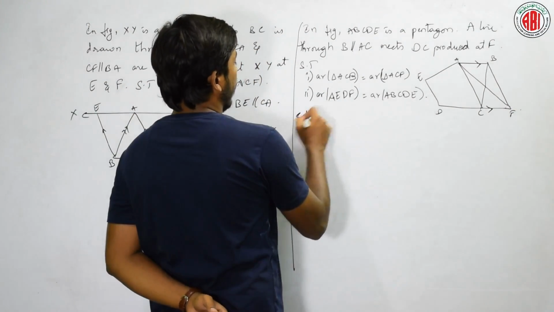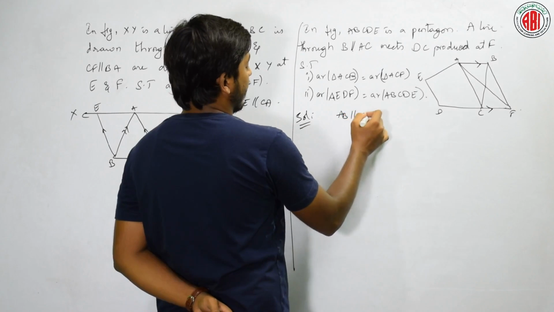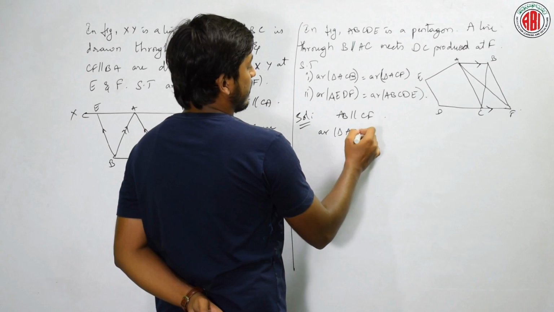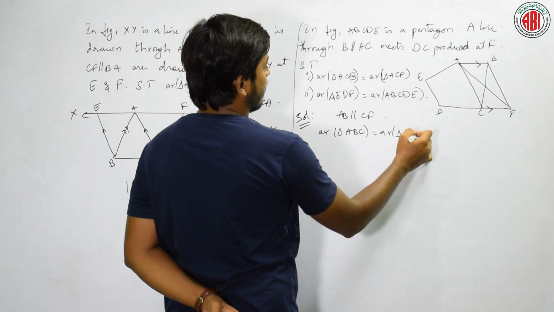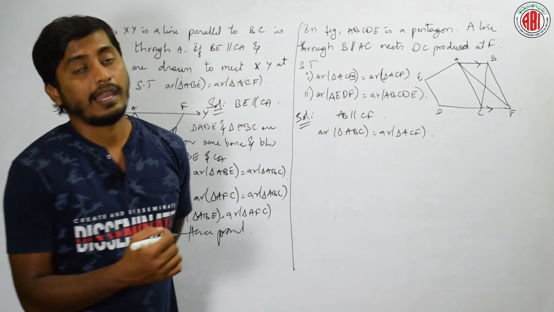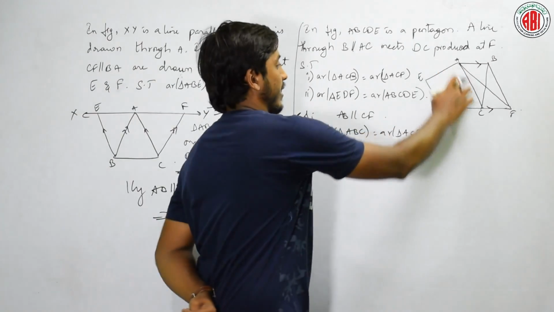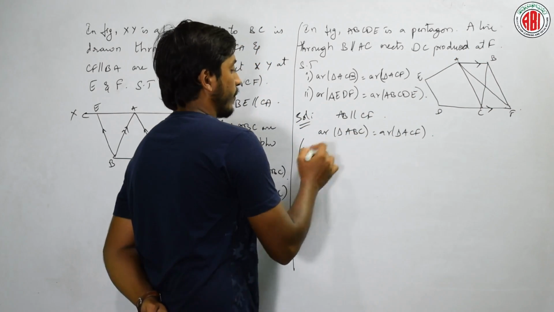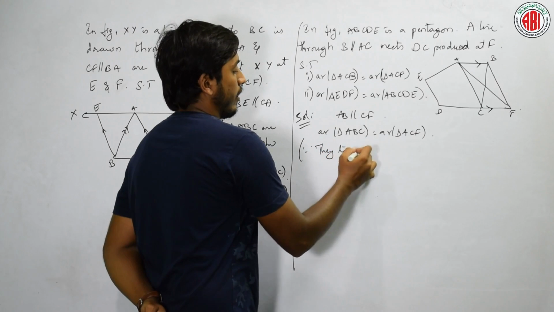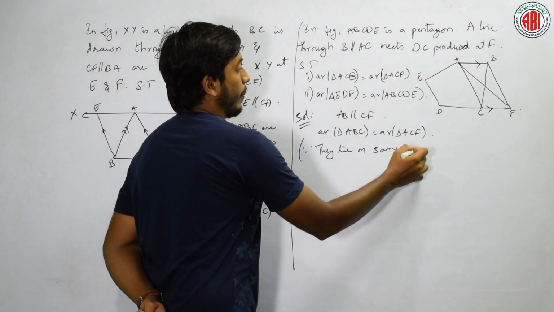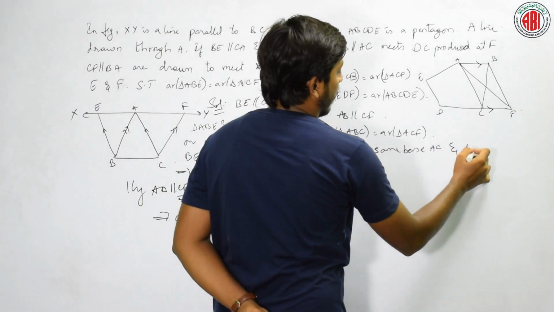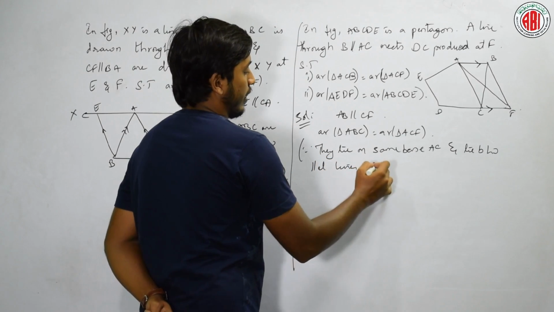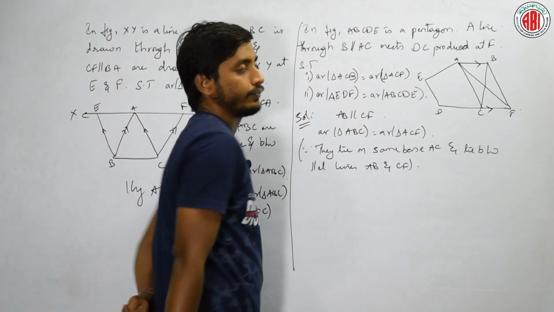Here, given AB is parallel to CF, then I can write triangle ABC is equal to area of triangle ACF. Why? Because they lie on the same base, that is AC, and between two parallel lines AB and CF. Since they lie on the same base AC and lie between parallel lines AB and CF.